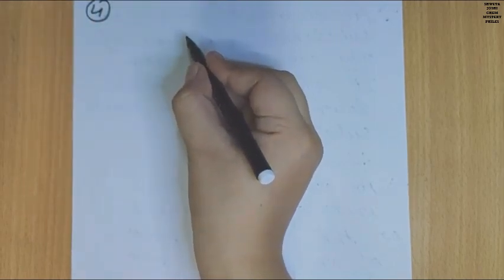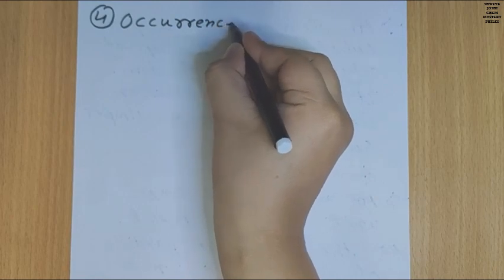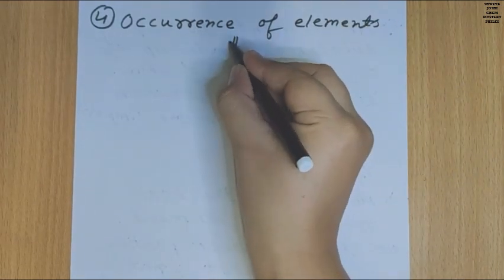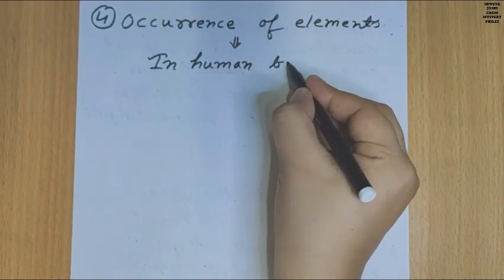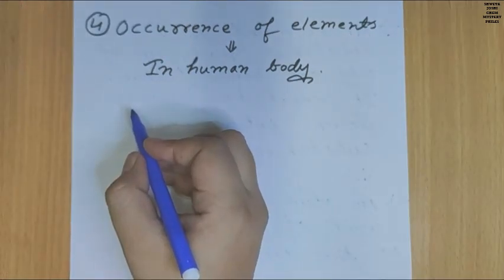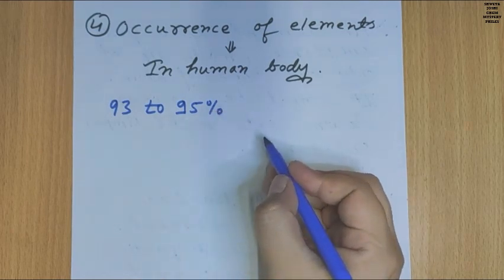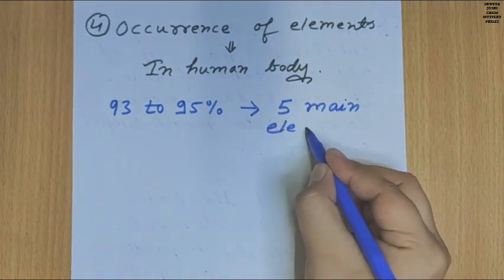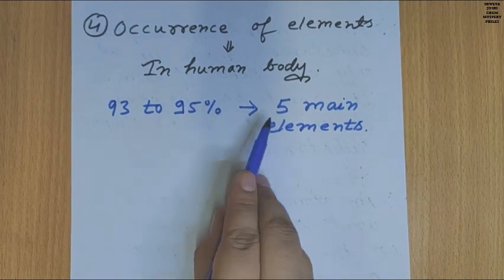Now covering occurrence of elements in the human body. About 93 to 95% of the human body is made up of 5 main elements.